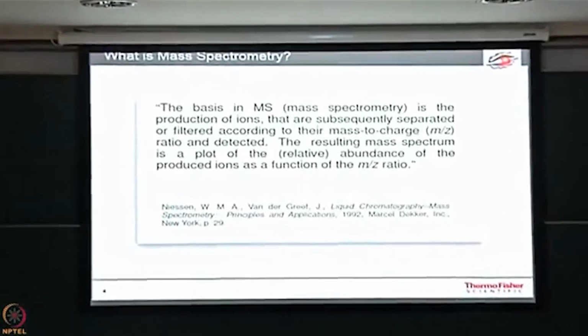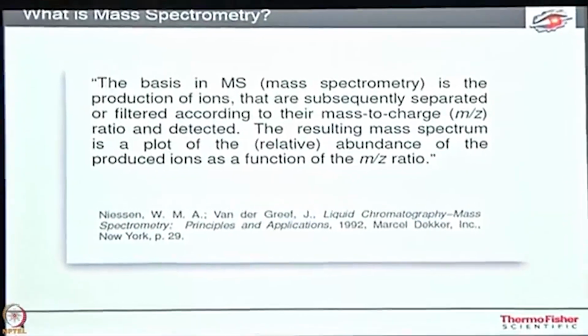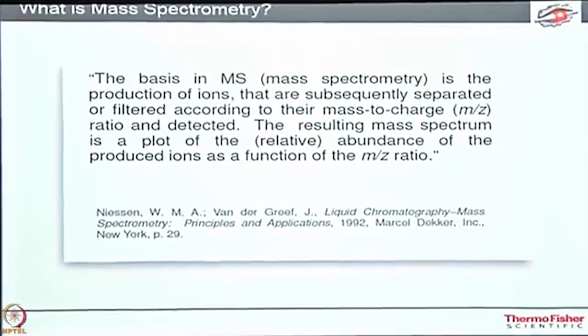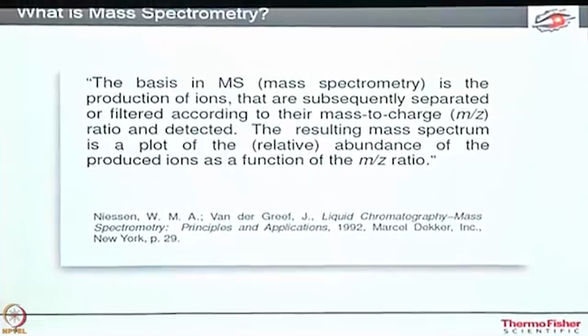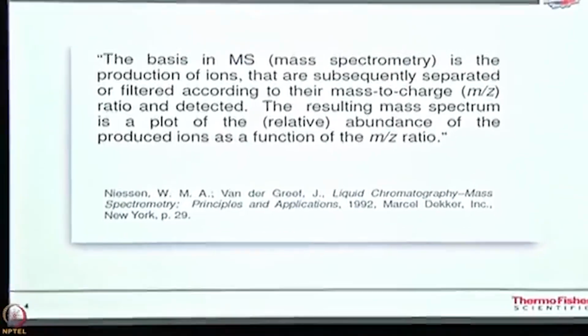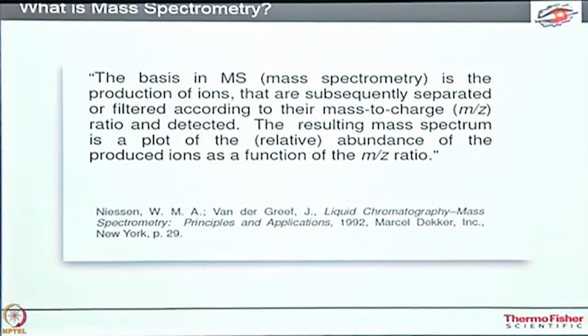Okay, so we get a resulting mass spectrum of the abundance of produced ions as a function of m/z. In any mass spectrum, the x-axis will be the m/z value, the mass-to-charge ratio, and the y-axis will be the abundance, either relative abundance or absolute abundance.